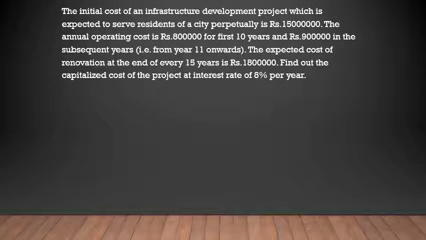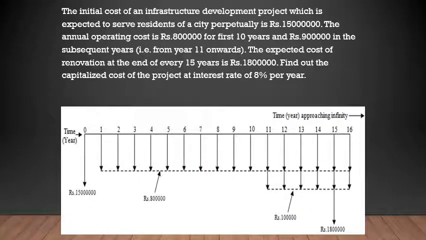Let us see how we get the cash flow diagram. The initial component of 1 crore 50 lakhs is to be indicated at t is equal to 0, and then this 8 lakh for the first 10 years, and 9 lakh starting from year 11 onwards. So what I can do is show it as 8 lakhs starting from year 1 till infinity, and 1 lakh extra starting from year 11 onwards till infinity.